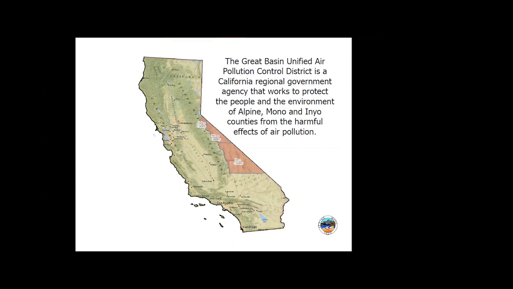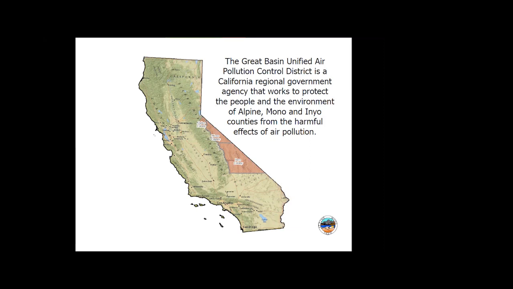Great Basin is a regional government agency. We're comprised of three counties. We're a unified air district, and our mission is very simple. It is to protect the public's health from the harmful effects of air pollution. And in that mission, we also have the responsibility to protect the environment as well. Great Basin is a unique air district. There's not a lot of unified air districts in the state of California, and our legal authority comes under the Federal Clean Air Act, and it also comes under state law.